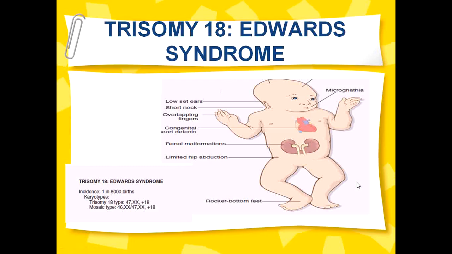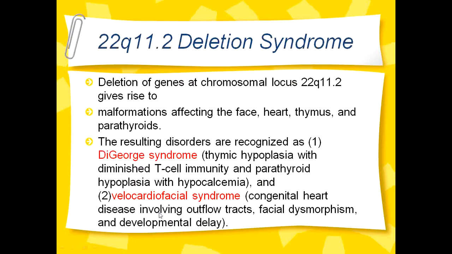Trisomy 18, Edwards syndrome, presents with low set ear, short neck, overlapping of fingers, congenital heart defects, renal malformation, and rocker bottom feet. Karyotyping shows trisomy 18, 1 plus chromosome, and the mosaic type includes 2 types of population, normal karyotyping and with one extra 18 autosome.